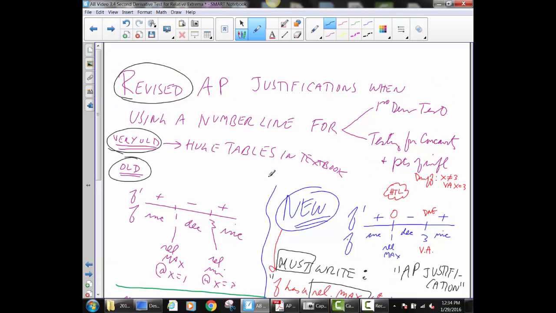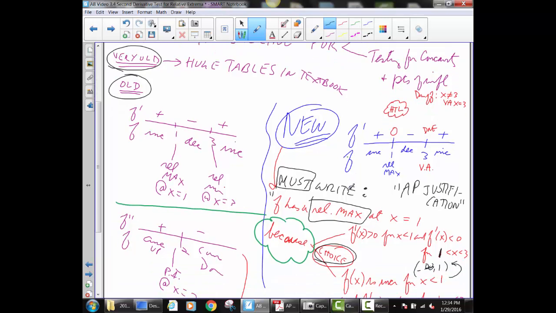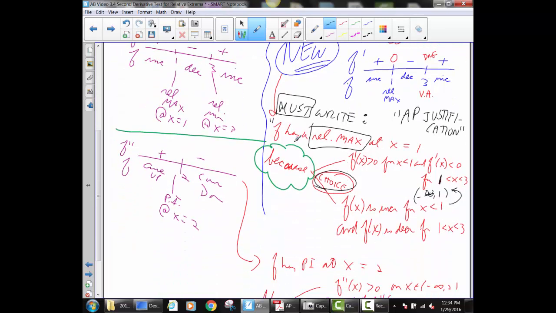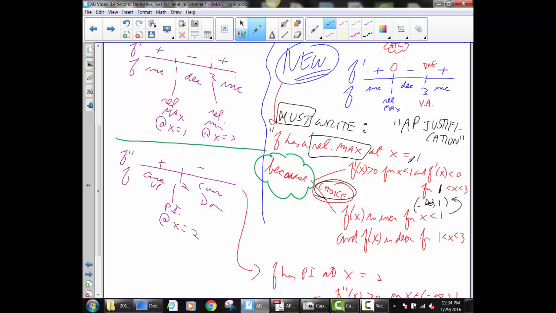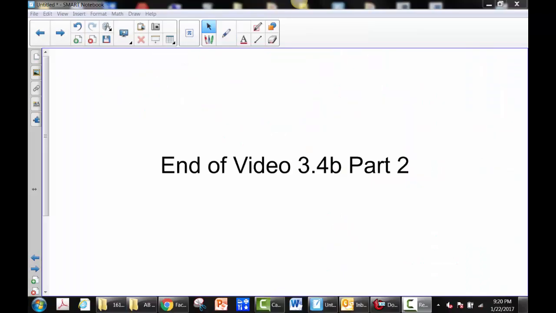And finally, this is just something that we're adding on. With the AP, they used to let you just use this number line like I've been doing, and then you could just say there's a relative max here and a relative min there. The AP is now requiring that you actually write out a sentence that says f has a relative max at x equals 1 because, and then it's your choice, because the first derivative is positive on the left of 1, negative on the right, or because f is increasing on the left and decreasing on the right. And same thing with point of inflection, because the second derivative is positive on one side, negative on the other, or concave. And that's the end.